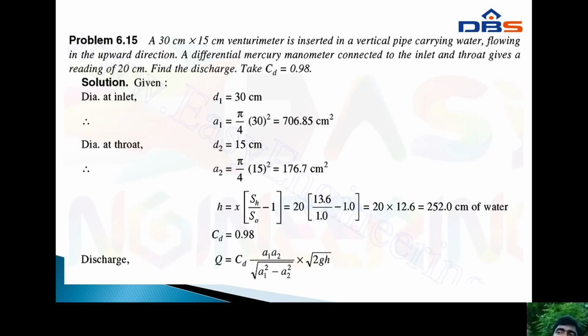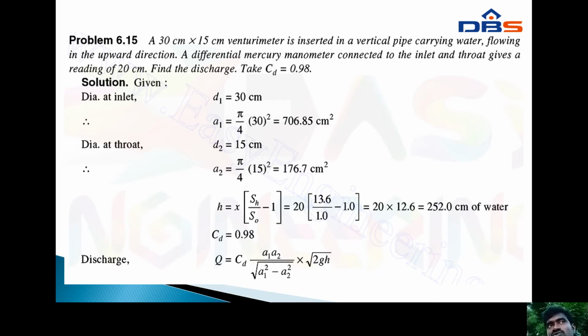Diameter of the inlet pipe equal to 30 centimeters, and to calculate the A1 equal to pi by 4 into D1 square. D1 equal to 30. Okay, we can also find the A1 equal to 706.85 centimeters square. Dia at throat D2 equal to 15 centimeters. Therefore, A2 equal to pi by 4 into 15 square, that equal to 176.7 centimeters square.